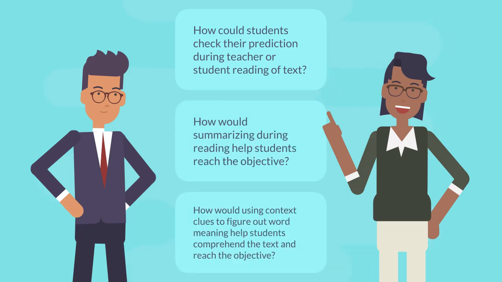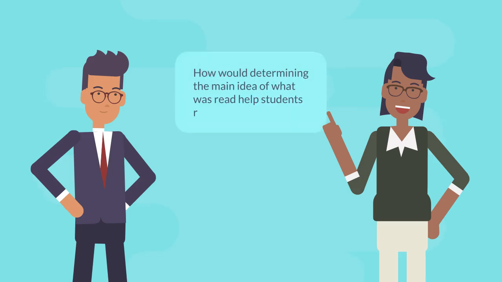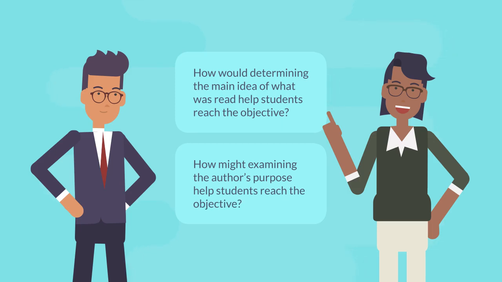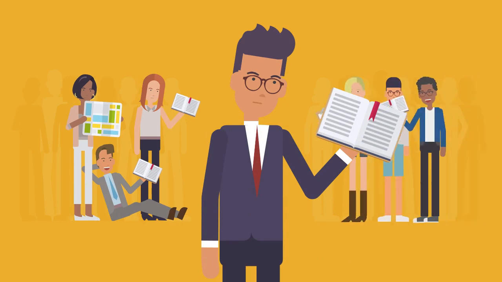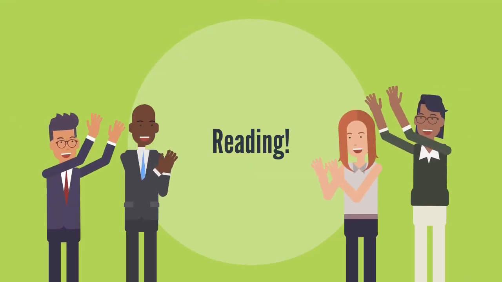How would using context clues to figure out word meaning help students comprehend the text and reach the objective? How would determining the main idea of what was read help students reach the objective? How might examining the author's purpose help students reach the objective? Students that use the Big Five consistently likely will greatly improve their comprehension and enjoyment of both fiction and nonfiction texts.